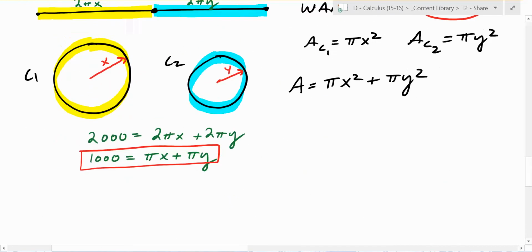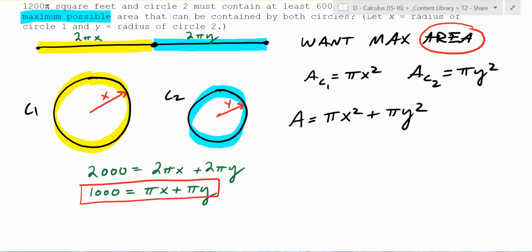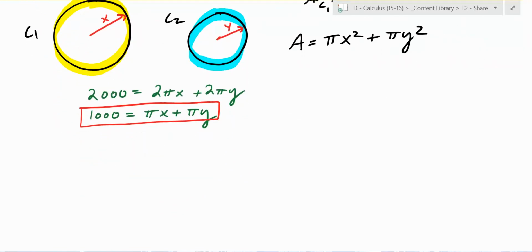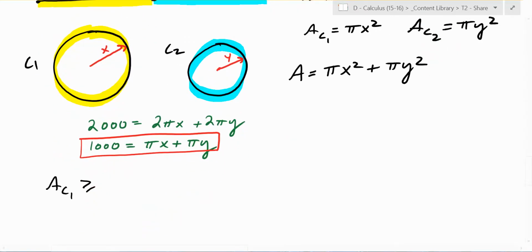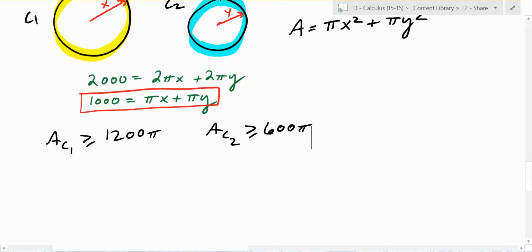So what I mean by that is, you have 2,000 feet of fencing, right? Can all of it go into one of the circles? No. There's a minimum amount that has to go into each, correct? What do we know that the area of circle 1 has to be greater than or equal to? In the question, it says what? 1200 pi, right? What does the area of circle 2 have to be greater than or equal to? 600 pi, right? What's the formula for the area of circle 1? Pi x squared, do you remember that? We just put it over to the side. And we also know that pi y squared has to be what?